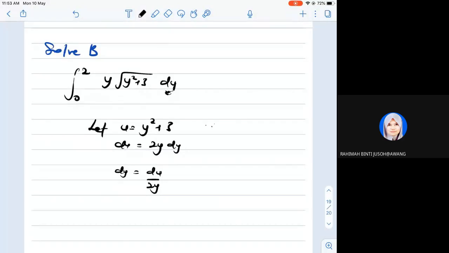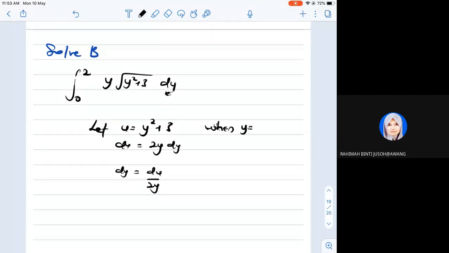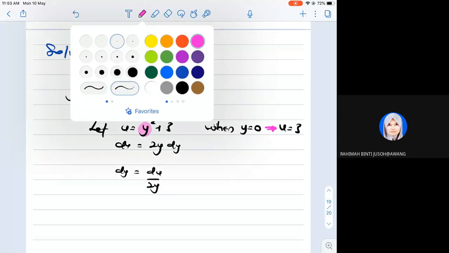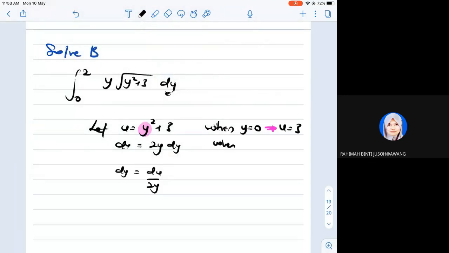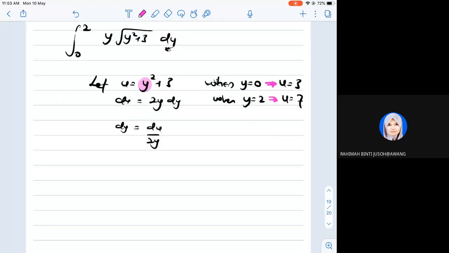And then kat sini when y equals to 0, U jadi apa? 3 kan? Ni gantikan kat sini ni. When y equals to 0, U sama dengan 3. Kalau y equals to 2, U jadi 7. 2 kuasa 2, 4 tambah 3, 7. Okay, yes. Siapkan sampai habis ni.